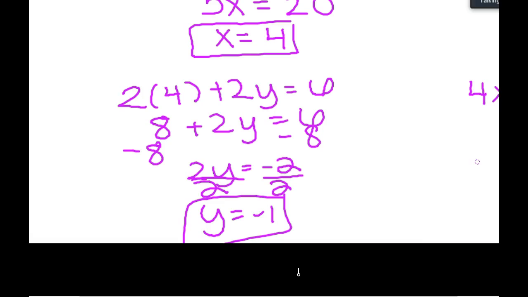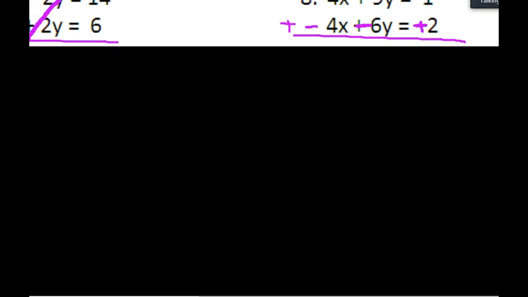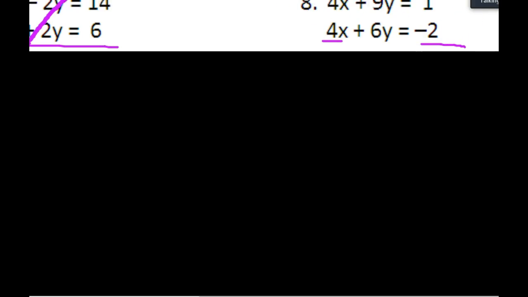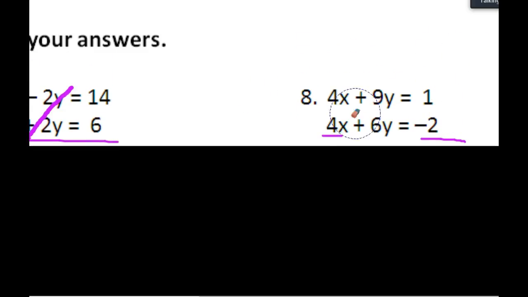So looking over at the next example, what variable do you predict we will eliminate, x or y? Okay, so I heard someone say x. I totally agree. The reason we're going to eliminate the x's is because they both have a 4.